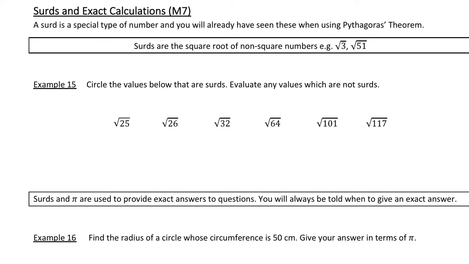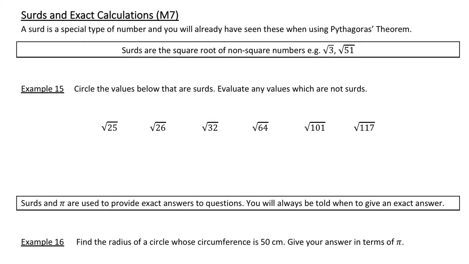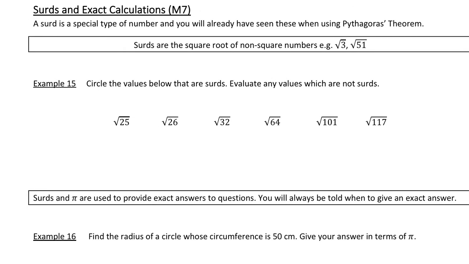In this video, we're going to look at surds. Now, a surd is just a special type of number that you will have already seen when doing many different types of equations, including, very commonly, Pythagoras' theorem. So we're going to look at a few of these square roots, basically when a square root is involved.